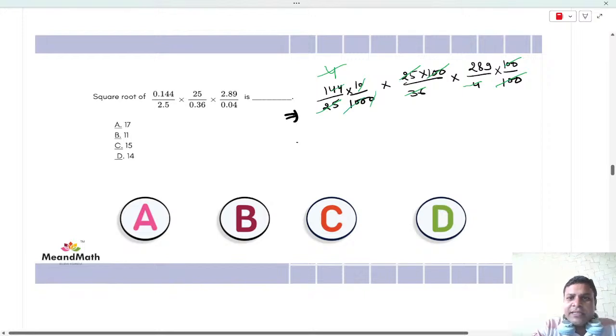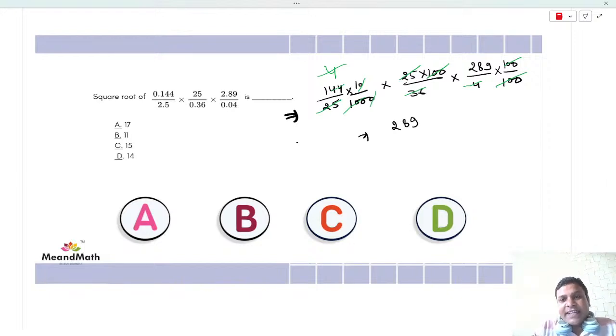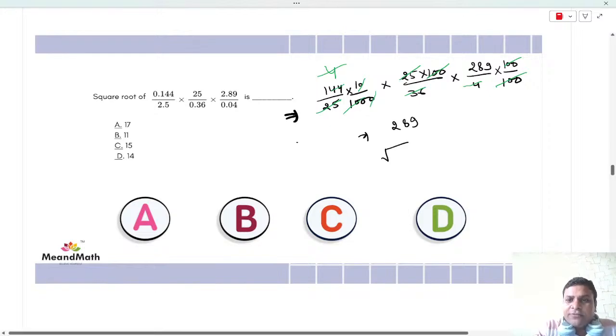So the remaining number will be 289. If you simplify the whole expression, you will get only 289. All are cancelled out by each other. So the square root of 289 is 17. The first option is the correct answer here. Very good.